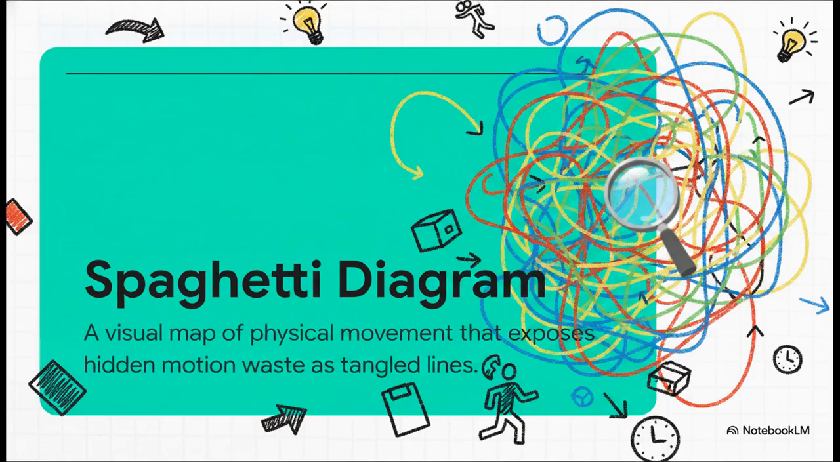Which brings us to our core definition. A spaghetti diagram is essentially a visual map that traces the actual physical movement of a person, a part, or a document as it travels through a process. When you trace every single trip over a set observation period, the resulting tangle of overlapping lines looks exactly like a messy plate of spaghetti. And that perfectly executed, messy plate of pasta, that's actually a feature, not a bug, because it makes all that invisible waste absolutely undeniable to anyone looking at it.